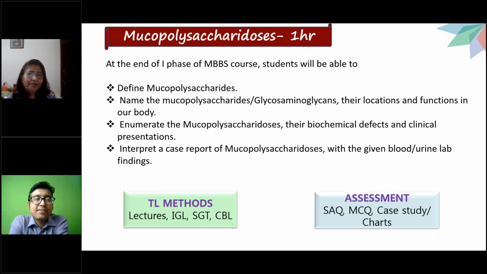At the end of the first phase, students will be able to define mucopolysaccharides, name the mucopolysaccharides, their locations and functions in our body, enumerate the mucopolysaccharidoses, their biochemical defects and clinical presentations, and interpret a case report of mucopolysaccharidosis with the given blood or urine lab findings. TL methods will be lectures, IGL, integrated teaching, SGT and case-based lectures. Assessment will be by SAQs, MCQs and case studies or charts. Next slide, please.